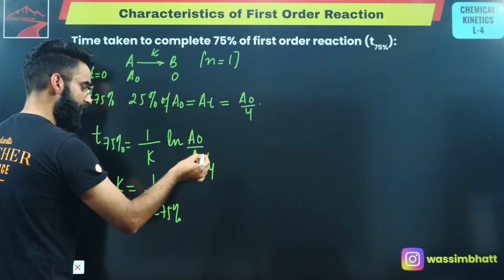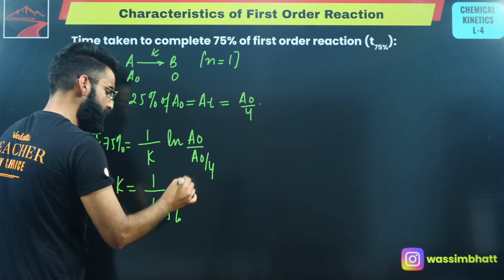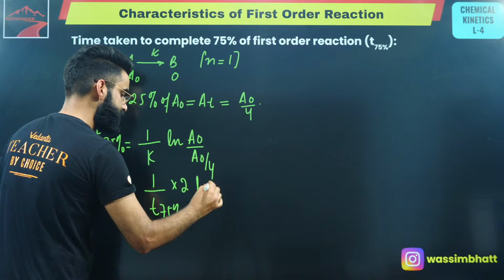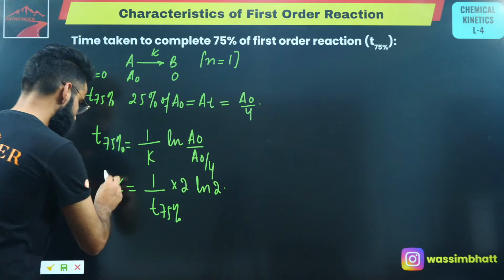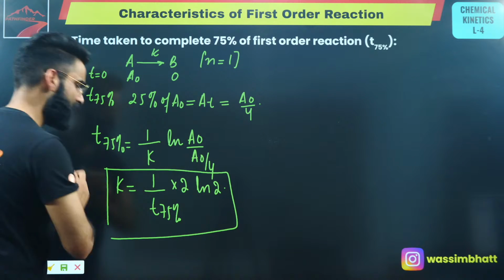It's going to be ln of 4. Ln of 4 you can write as ln of 2 square, which is going to be 2 ln 2. Let's call this equation number 1.